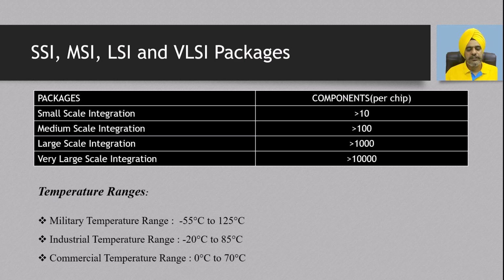The temperature ranges for these ICs are: military temperature range from -55 degrees to 125 degrees centigrade, industrial temperature range from -20 degrees centigrade to 85 degrees centigrade, commercial temperature range from 0 to 70 degrees centigrade.